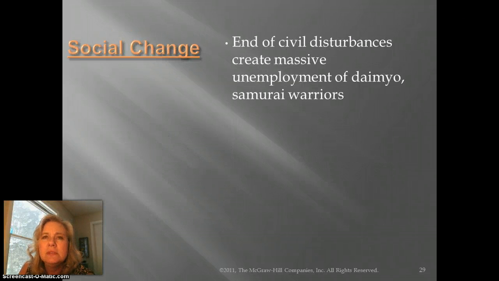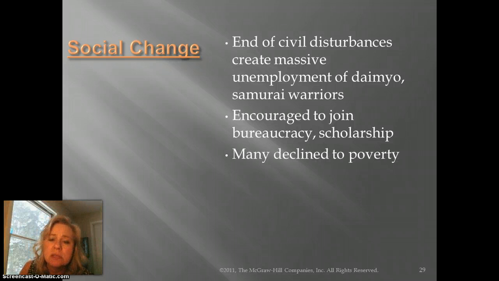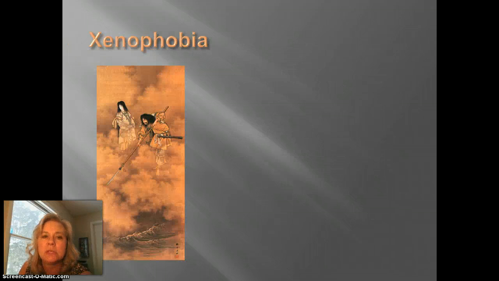Social change. The end of the civil disturbances is going to create massive unemployment of the daimyo and the samurai warriors. If you've ever seen the movie The Last Samurai, for example, you can see how the samurai had really become obsolete. We really didn't need these highly trained warriors anymore because we had peace. And so the daimyo and the samurai were encouraged to study. They were encouraged to join the bureaucracy, but many of them, in fact, declined into poverty. However, an urban wealthy class did develop from trade activity, and so we see the beginnings of a very stratified society based on material wealth.